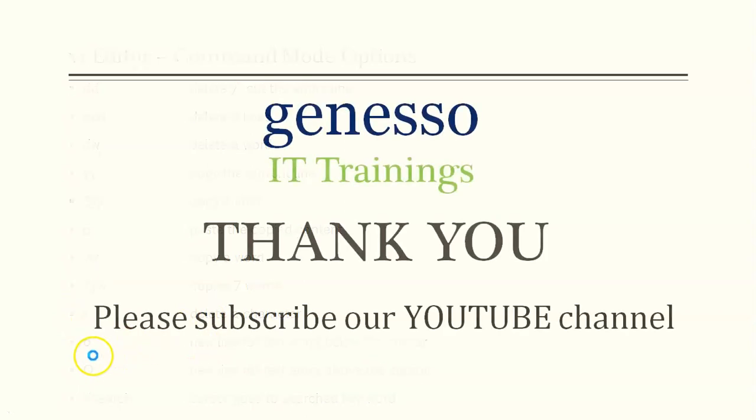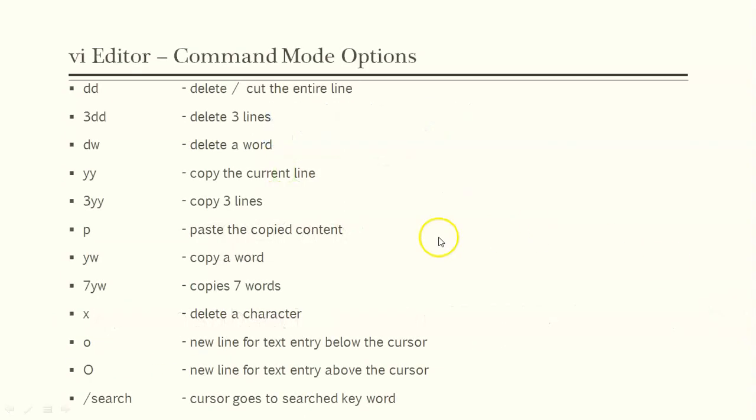Now look at this. A small o, sorry guys. Small o stands for new line for text entry below the cursor. So whenever you press a small o, a new line is going to be created, so that you can enter some text right below the cursor.